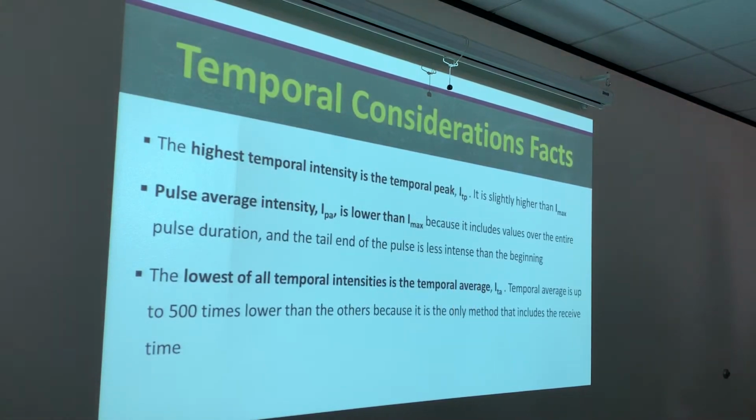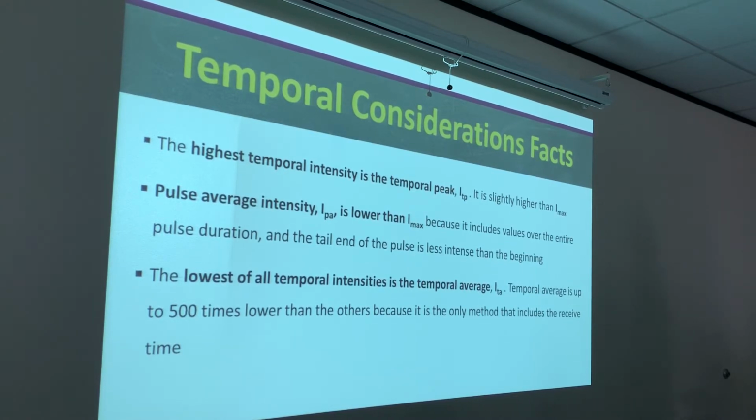So these are some of our temporal consideration facts. The highest temporal intensity is the temporal peak, of course. That's our highest or maximum value, right? It is slightly higher than the IMAX. So remember, the IMAX is the average over the whole half cycle of a wave. The temporal peak is just one particular spot in time where it's the maximum.